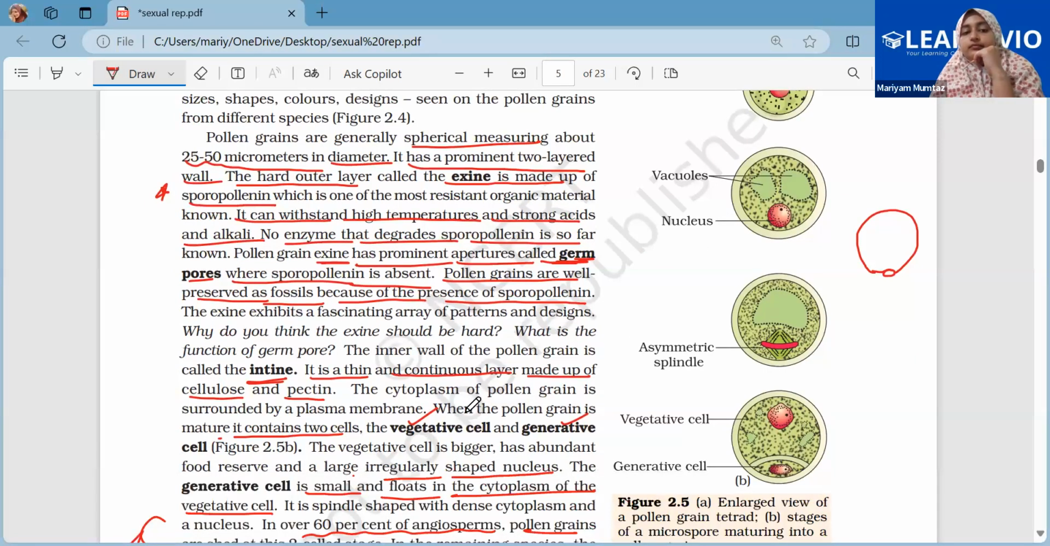Yes, ma'am. The germ pores are basically present on the surface, like on the exine. It's not about being present on the surface. It's like a hole. So just imagine it like the whole entire layer is continuous, and then at one point there is a pore-like structure, a hole-like structure. And at this point, there is no sporopollenin present. It's continuous with the layer.